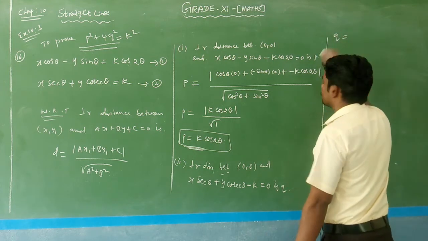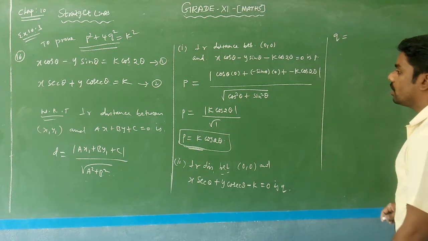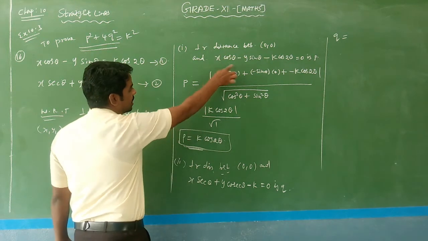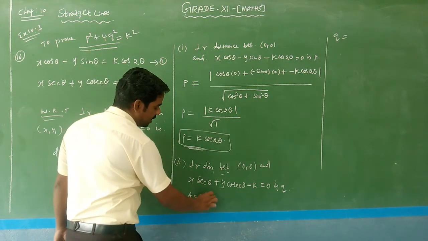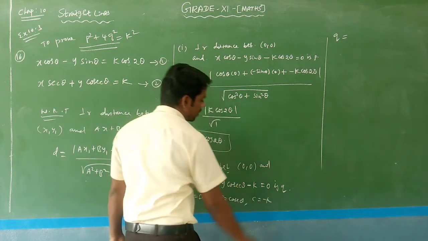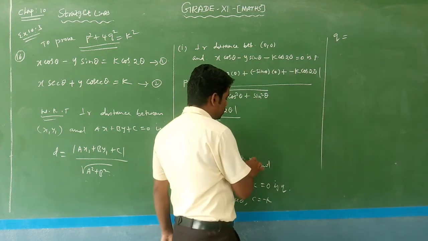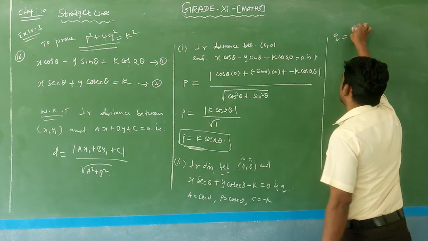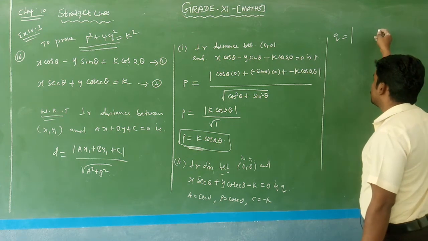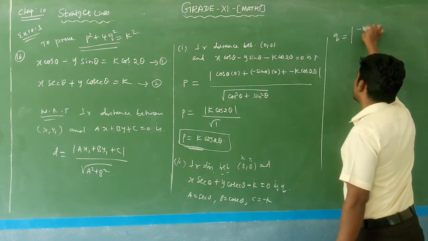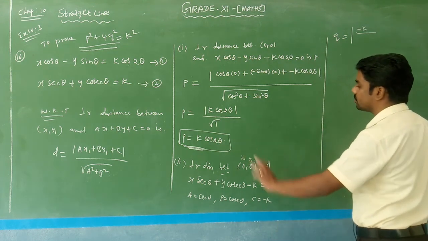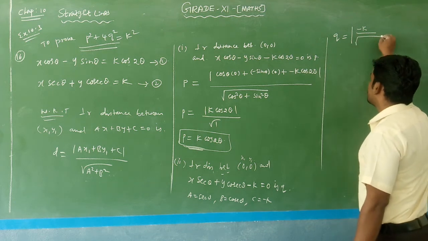So Q is equal to modulus of ax1 plus by1 plus c, divided by root of a square plus b square. Here a is secant theta, b is cosecant theta, and c is minus k. And x1, y1 is 0, 0. So ax1 is 0 and by1 is also 0, and the constant c is minus k. So the ax1 plus by1 term is 0.